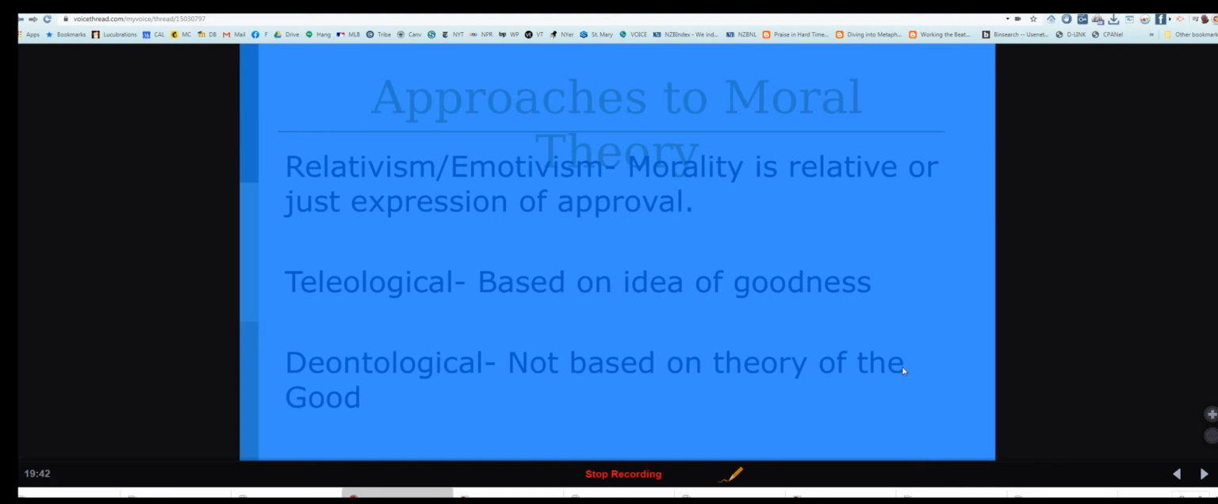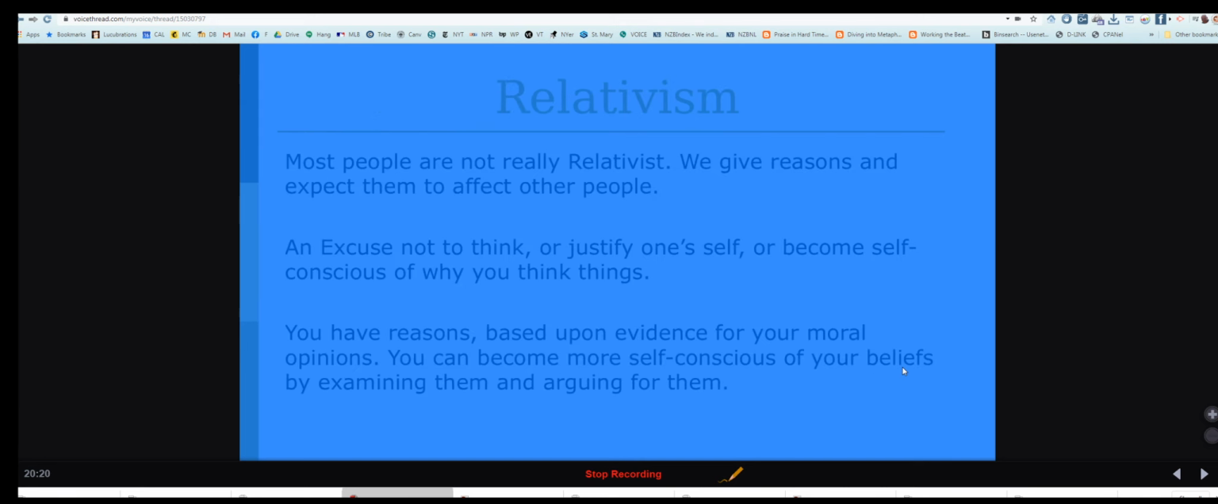If you can show that all of the different attempts that we use to try to come up with a categorical moral theory fail, and you can argue for it, then this might be a position that you could argue for successfully on the final exam. But during the semester, we're going to rule relativism or emotivism out of bounds, as we'll see in the next slide. There are also teleological approaches to ethics, which start with the idea of goodness, and there are deontological theories that are not based upon a theory of the good, but begin with right action. We'll talk more about those right now.